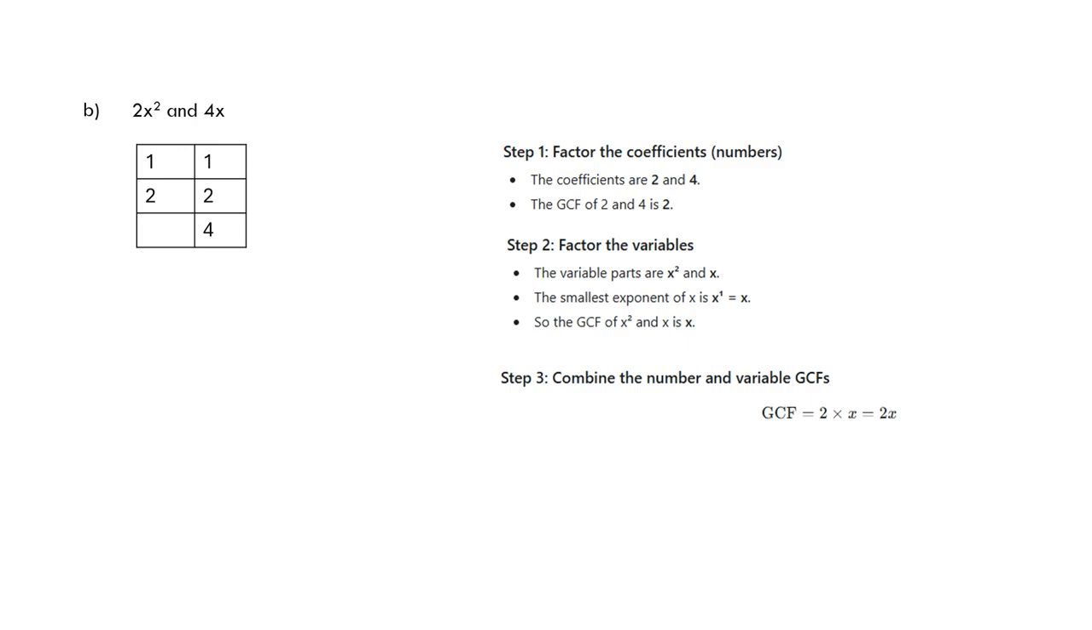Now we look at the variables. We've got x squared and we have x. The least of the two variables is x. So we will say that our greatest common factor is 2x.